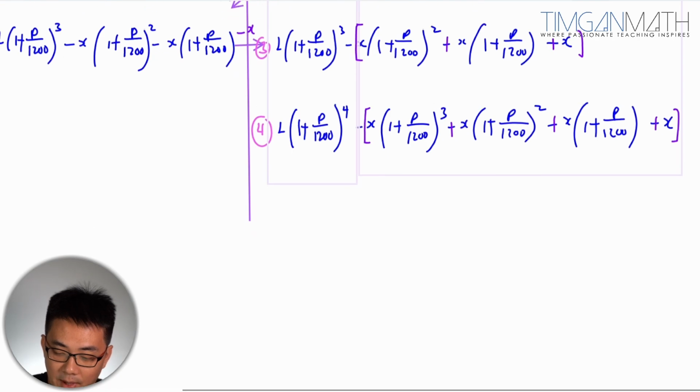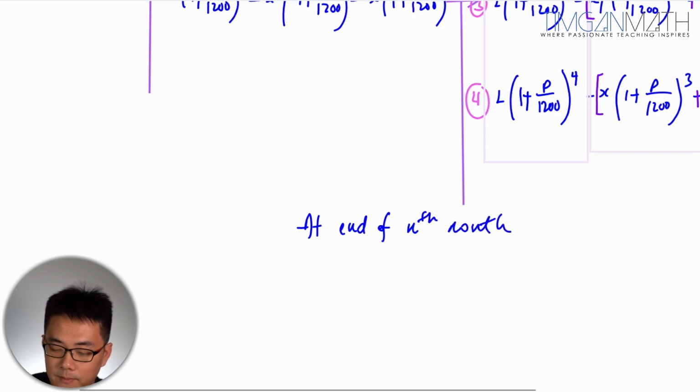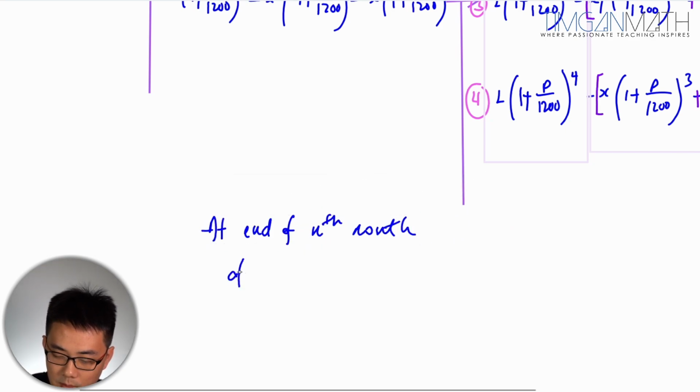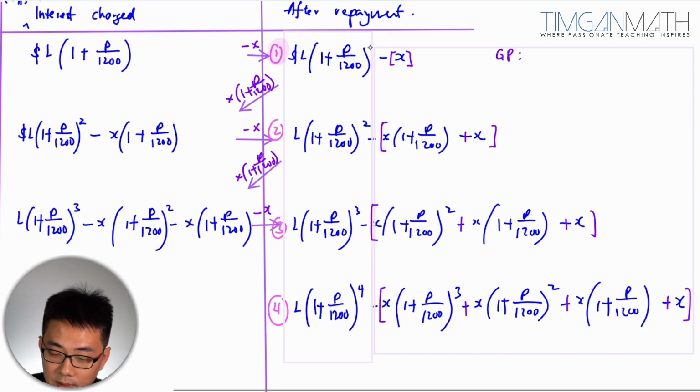So let's look at the nth month. At the end of the nth month, after repayment, day one after repayment. So just be mindful of that. Look at this running number. When this is 1, this is power 1. This is quite straightforward. Let me just use another color here. When this is 1, this is 1. This is 2, this is 2, this is 3, this is 3, this is 4, this is 4.